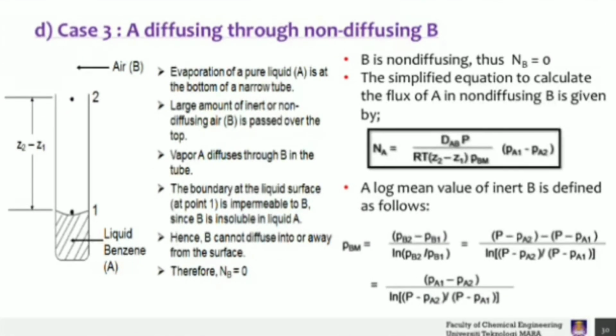In case 3, fluid A diffusing through non-diffusing fluid B. As mentioned above, fluid A, usually pure liquid, will diffuse into non-diffusing fluid B, air for example. It happens due to surface of pure liquid that is impermeable to air. Therefore, air is insoluble in pure liquid. Thus, molar flux of air in pure liquid direction is 0. Only molar flux of pure liquid in air direction is measured.